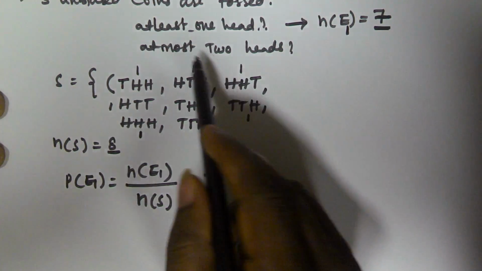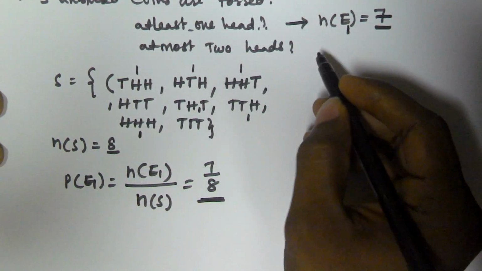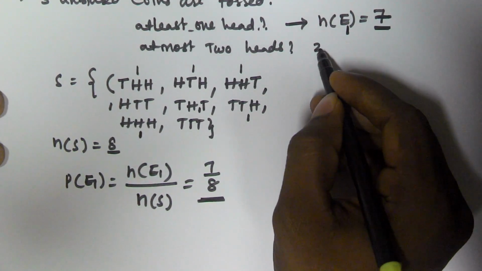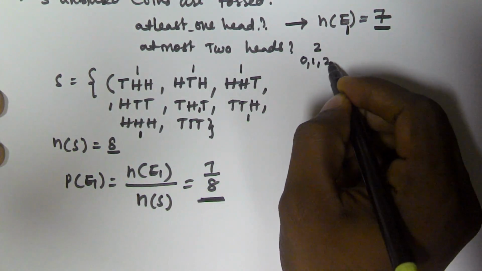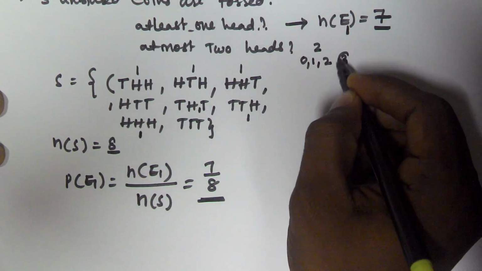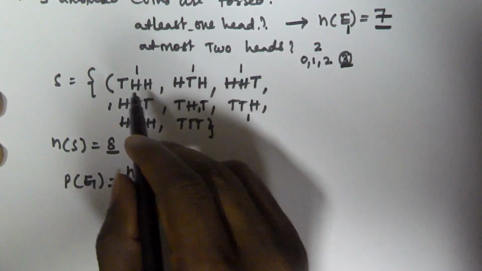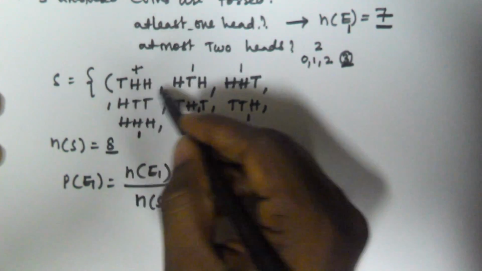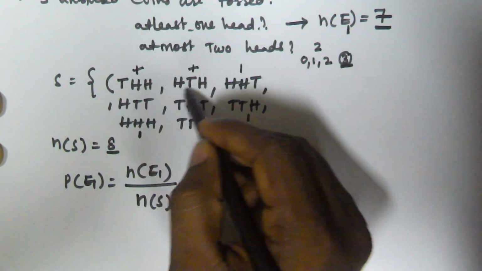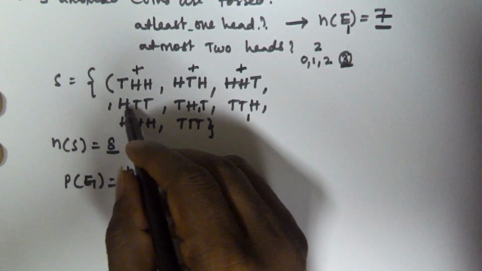Now we have to show at most two heads. So the outcome must contain at most two heads. That means the outcome may contain 0 heads, 1 head, or 2 heads, but it cannot contain 3 heads, because at most it may contain 2 heads. So this one contains 2 heads, this also 2 heads at most, and this also contains 2 heads. So that means 3 cases.